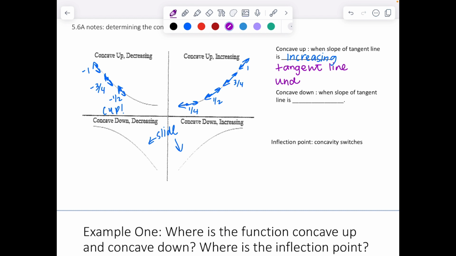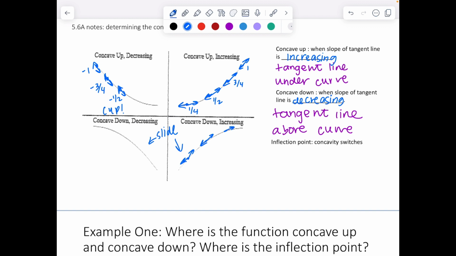So concave down is when the slope of the tangent line is decreasing. Again, one really easy way to identify that is when you go to draw the tangent line, you would do it above the curve. So let's start with the concave down and increasing. Each time I'm drawing them above, and my tangent line's slope is decreasing. Say the slope of this line is about 1, 1/2, 1/4. That number is getting smaller.